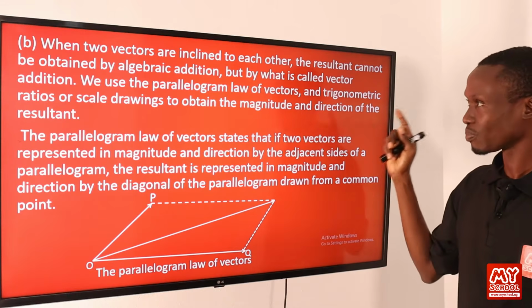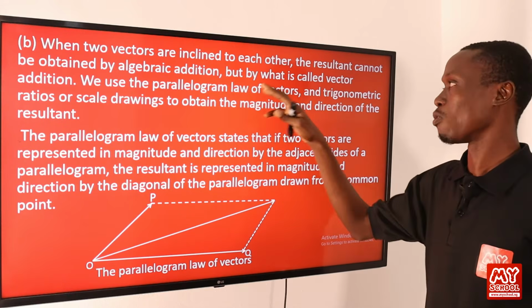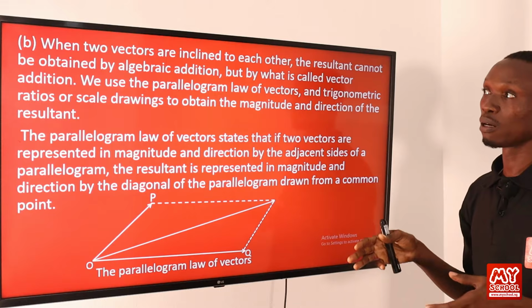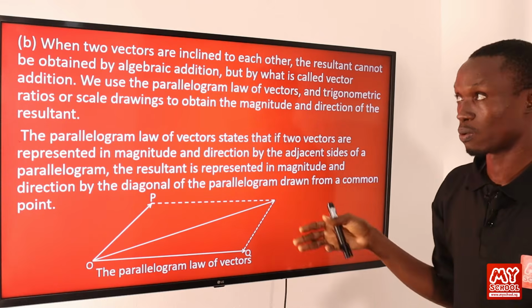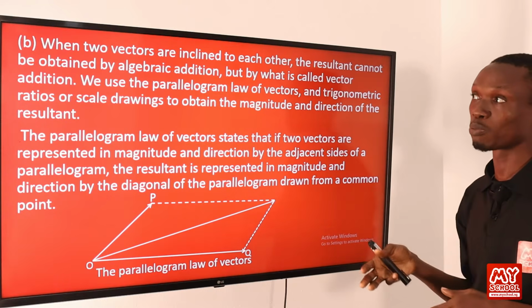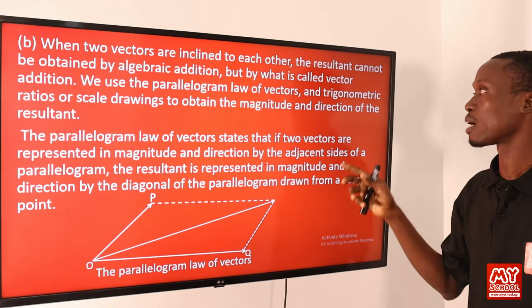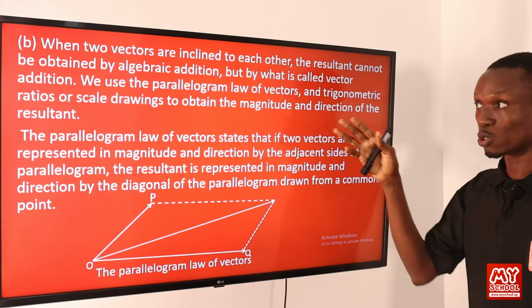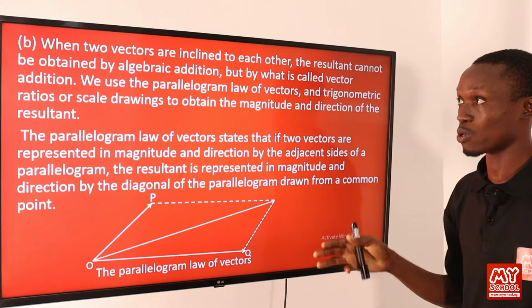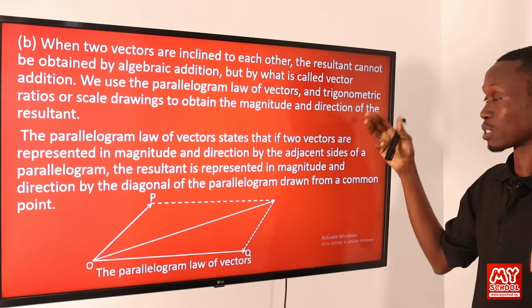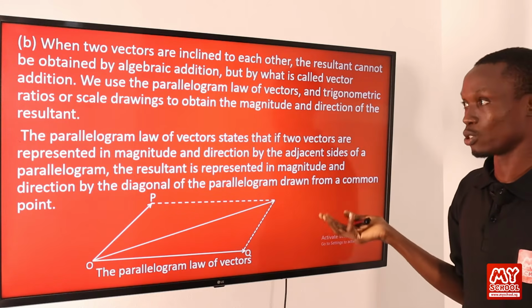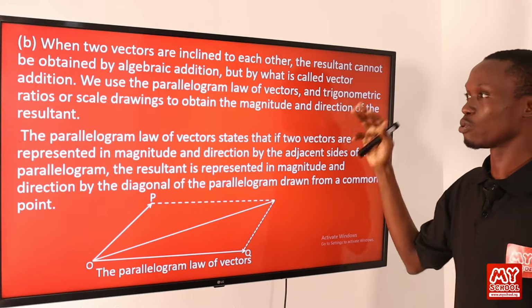In using the parallelogram law of vectors, you must make sure that the angle of inclination between the two vectors is obtuse or acute. But when they are inclined at 90 degrees to one another, or when the two vectors are perpendicular, we apply Pythagoras theorem to get the magnitude. In the next slide, you will see all that.